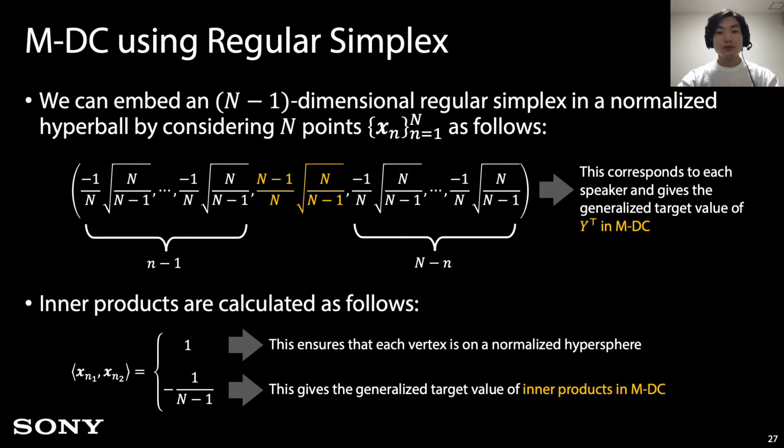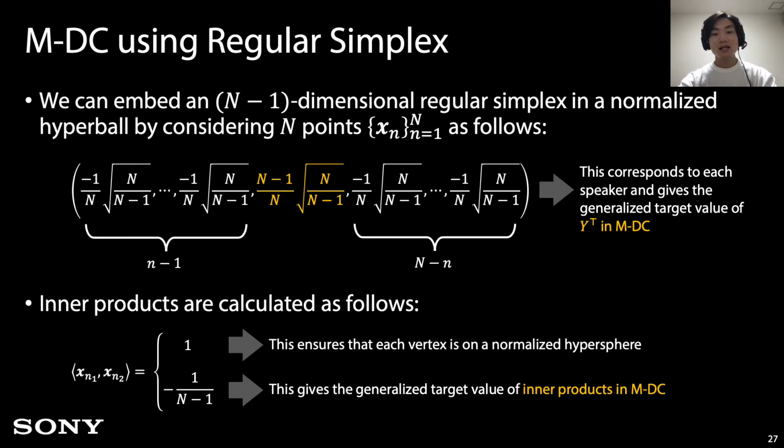Deductively, the inner products are calculated as follows. For the same point, or the same vector and the same speaker in other words, the value of the inner product becomes 1. This ensures that each vertex is on a normalized hypersphere. For different points, or different vectors, or different speakers, in other words, the value of the inner product becomes -1/(n-1). This gives the generalized target value of inner products in MDC.